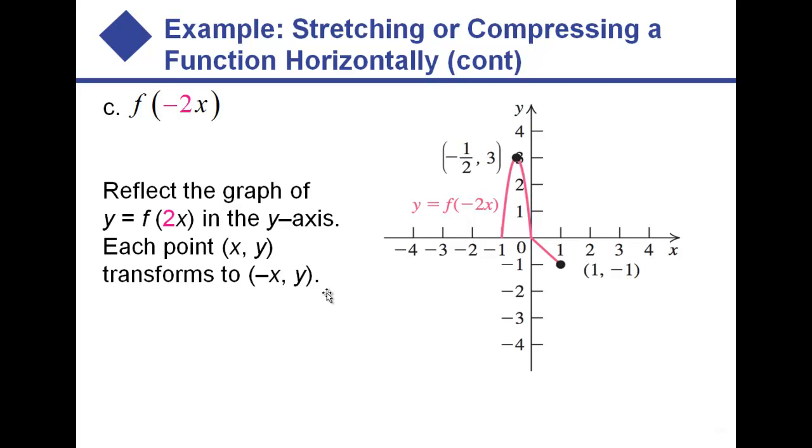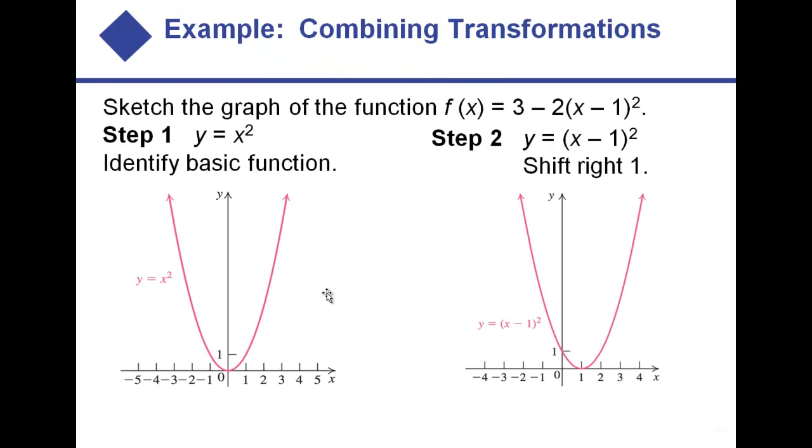Put a negative number in there, it just flips around the y-axis. And then we can put it all together and we can see what happens to a function when we do all sorts of things to it.